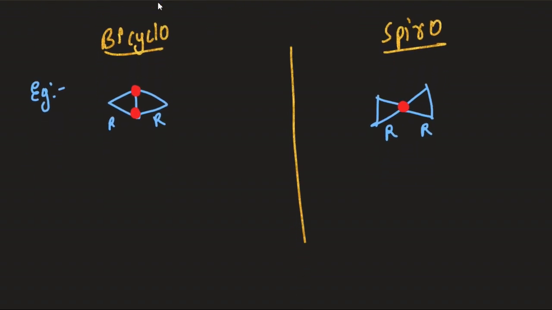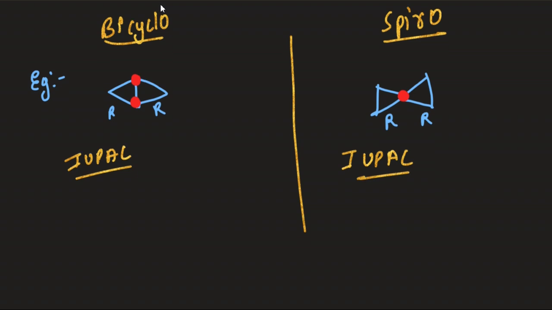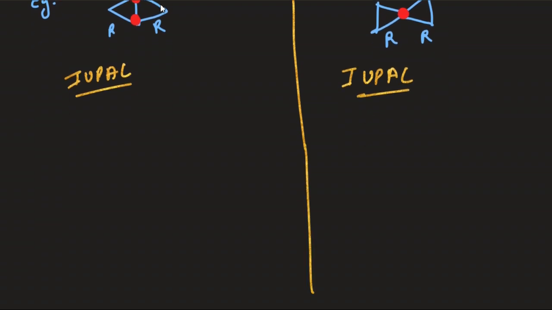I hope you understood how to identify whether the example is a bicyclo example or a spiro example. Bicyclo is nothing but two cyclic rings having two common points. Spiro means two cyclic rings having only one common point. Let us see how to write the IUPAC name for bicyclo compounds and for spiro compounds.